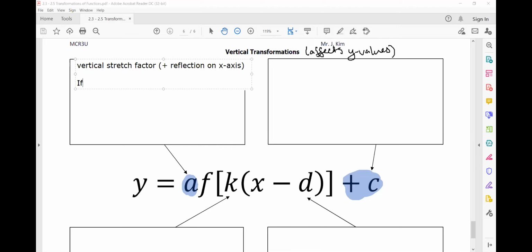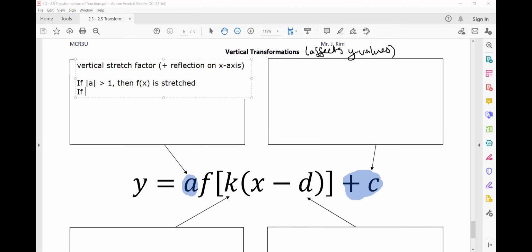So bear with me here. If the absolute value of the A value is greater than 1, in other words, an absolute value of 2 is greater than 1. An absolute value of -2 is also greater than 1. In other words, if the absolute value is larger than it was before, larger than 1, then f of x is going to be stretched out vertically.